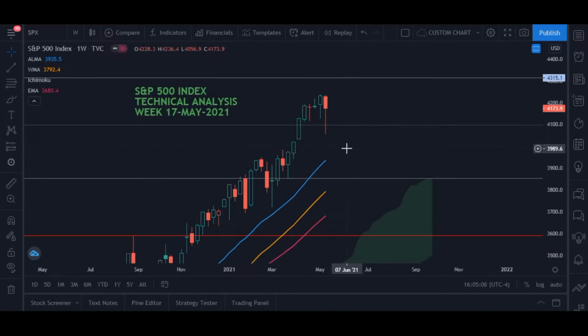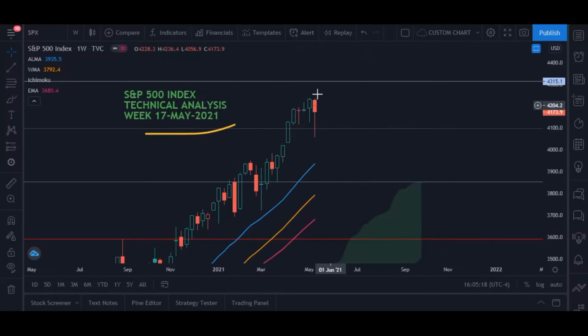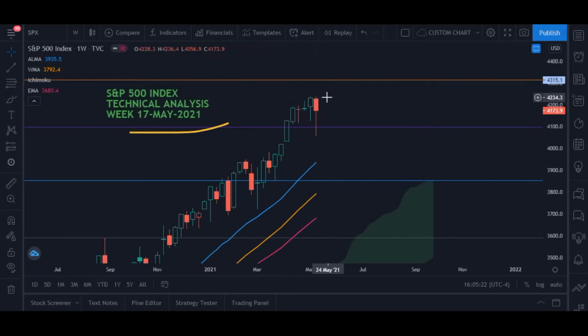In this video, I'm going to do the technical analysis of the S&P 500 index for the week commencing from 17th of May 2021. This is the weekly chart and these are the weekly candles. If you see the last candle, this is a bearish hammer, but in the bull direction.